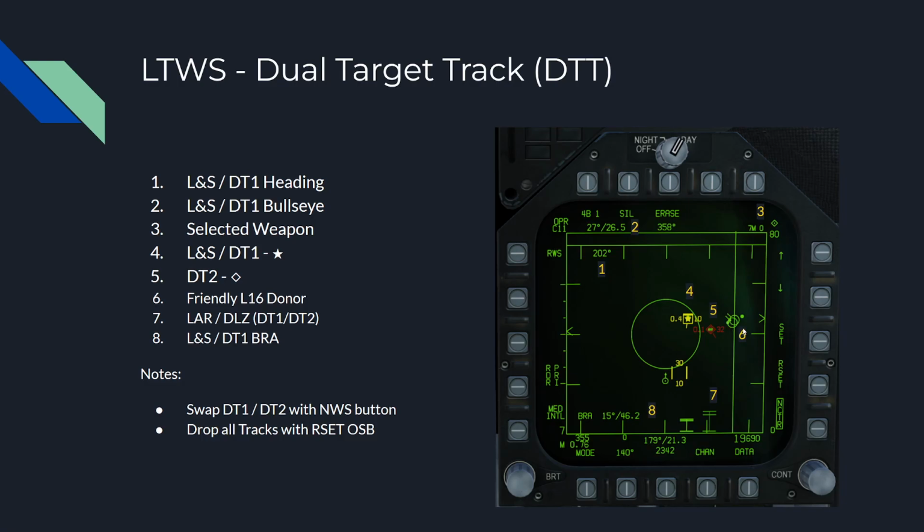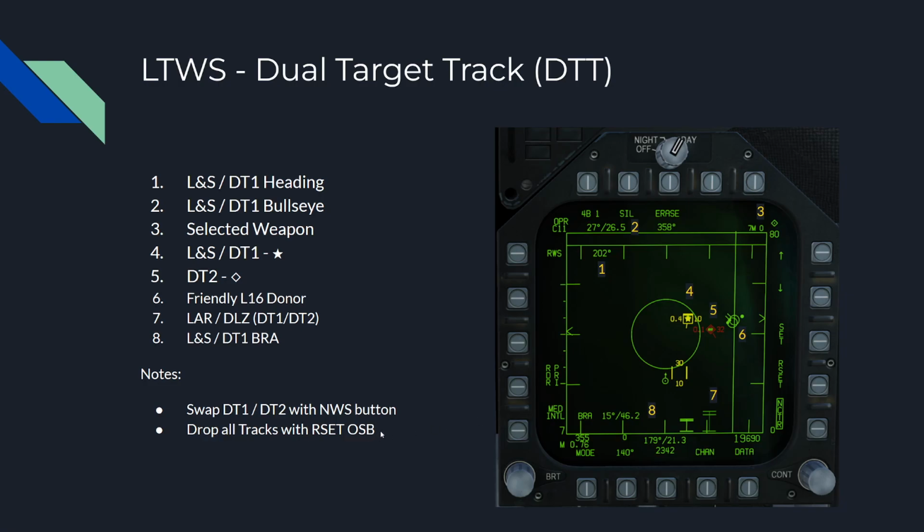6 is just more like HAFU information that you may see. That's a friendly PPLI donor or Link 16 donor. And again, your LAR information, it's going to give you information for both your DT1 and DT2. And 8 is also going to be your BRA information for your primary launch and steer.